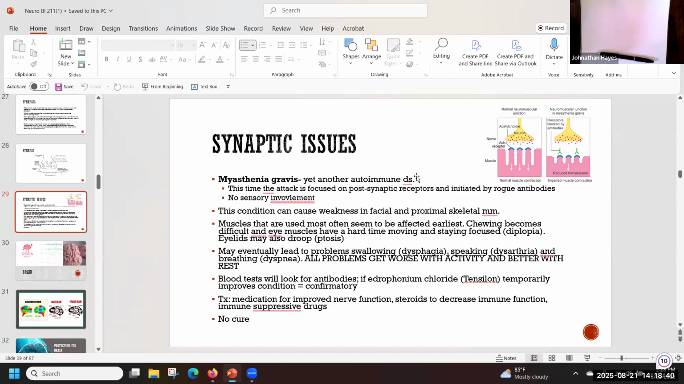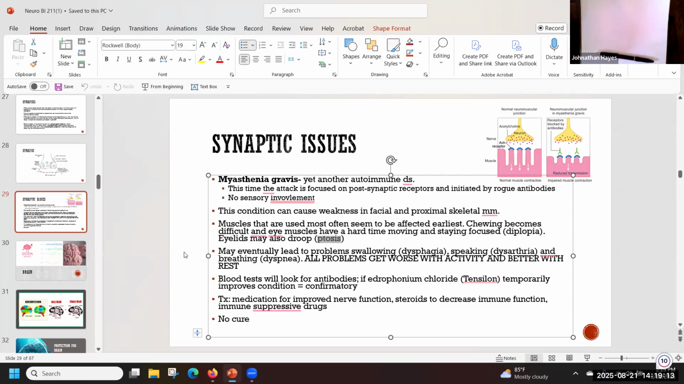Maybe they would get blurry vision, or start to get difficulty and fatigue with the chewing muscles. Maybe that would be noted as diplopia, double vision, or a hard time keeping your eyes focused. The eyelids themselves might start to droop. That's called ptosis. I still say it with the P just to remind myself and others there's a P there, but the actual pronunciation is ptosis, if you're wondering.